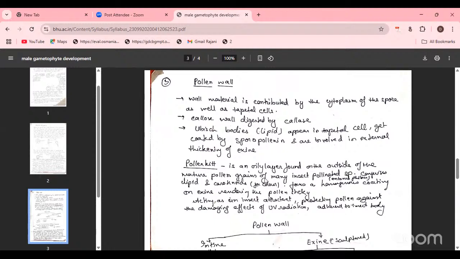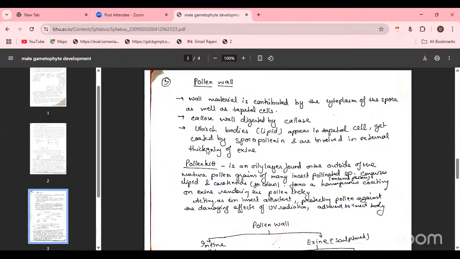The pollen wall material is contributed by the cytoplasm of the spore as well as the tapetal cells. The callose wall is digested by callase. Here in the pollen grains, you can observe that Ubisch bodies are present. The Ubisch bodies are made up of lipids and appear in tapetal cells.